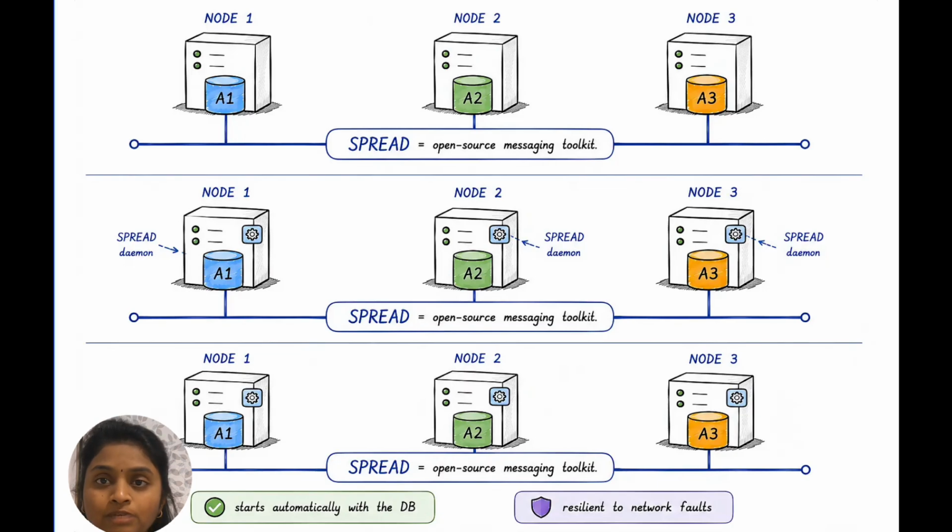Next we go deeper, basically how those daemons actually detect a failed node: heartbeats, timeout, and the moment spread declares a node is dead.